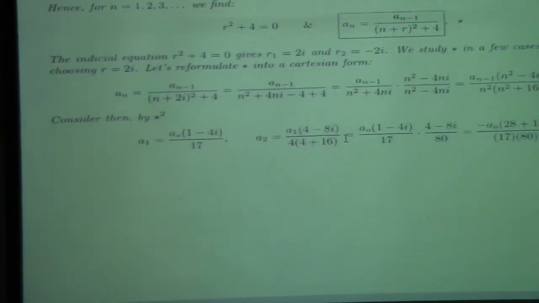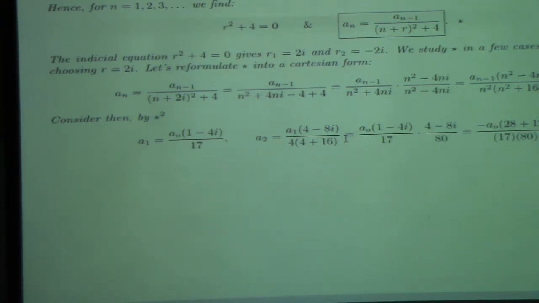Now, since r is complex, it pays off to do a little bit more work with the star equation, just to keep it real, so to speak. So when I plug in r equals 2i, I get this, right? And that is just going to make a horrible mess if I don't fix it before I start iterating. Because I want answers that are in Cartesian form. Eventually I want stuff in the form a plus ib, right?